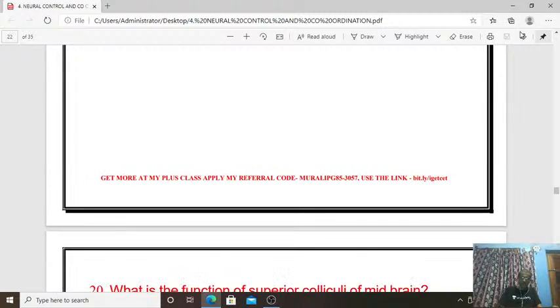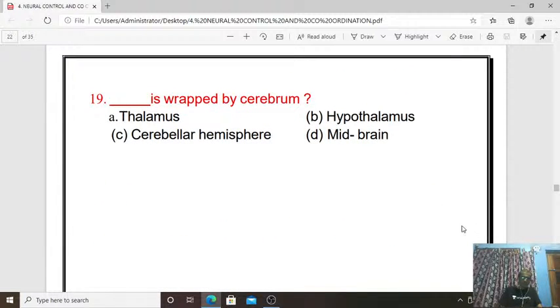Next question number 19. Dash is wrapped by cerebrum. Cerebrum is covered by what? Thalamus, cerebellar hemisphere, midbrain and hypothalamus. So the 19th one, it is the thalamus. Cerebrum is going to cover which part? Cerebrum is going to cover the thalamus part. So for the 19th question, A is the right answer.